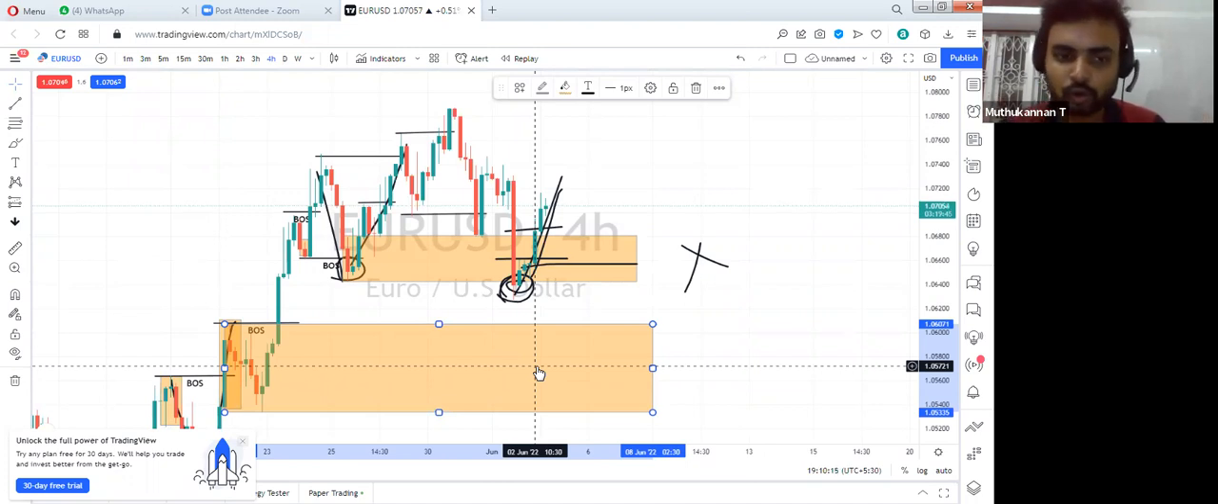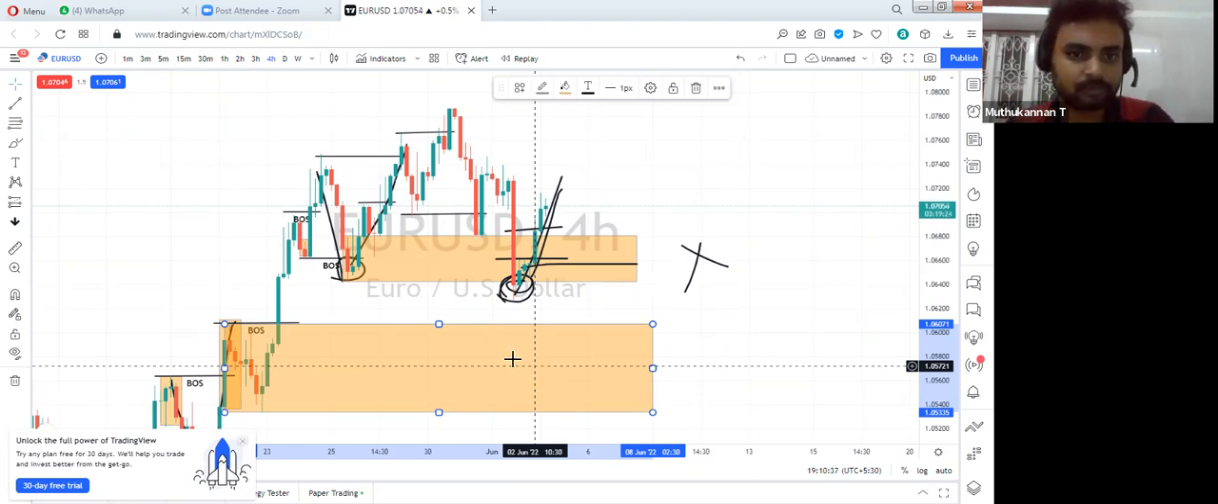Okay, so don't worry about the supply and demand zones, and whatever I'm going to teach today also, you don't need to worry about that. All you need is to understand the concepts, understand how it works, how to mark the zones, how to mark the levels. That is the minimum requirement. But tomorrow's and day after tomorrow's sessions are the most important sessions.